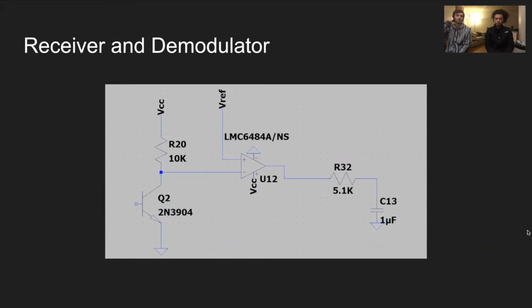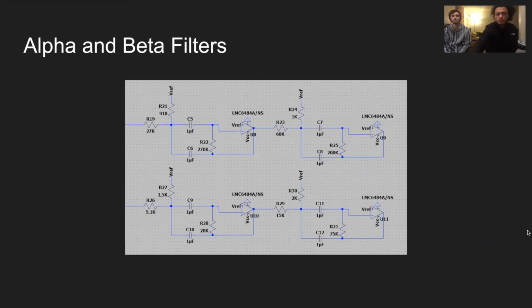Behind that, we just have a very simple passive low pass filter. Then we move into the alpha and beta filters. I'm pretty sure the alpha filter is on top and the beta filter is on the bottom. These both separate the signal coming from the receiver and demodulator and split it into two signals, where one is the alpha signal, about 8 to 12 hertz, and the beta filter, which is about 15 to 30 hertz. They're both band pass filters that let in a small range of frequencies. They're both fourth order active filters.